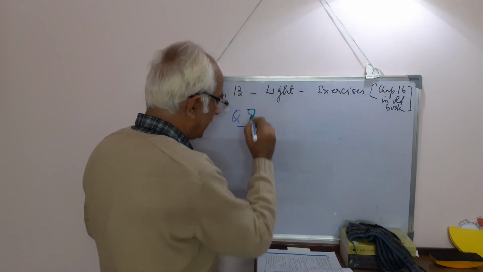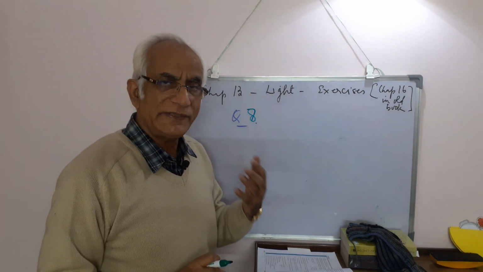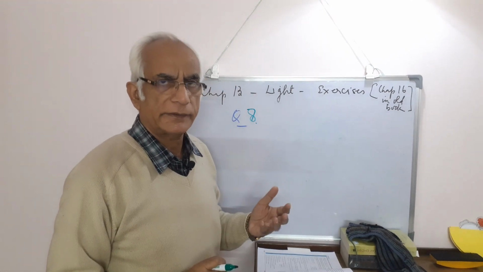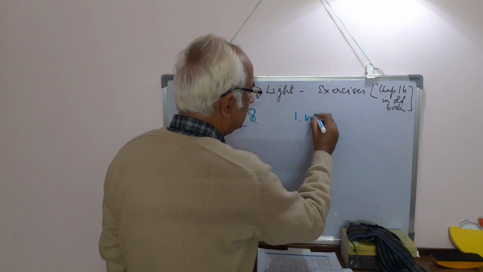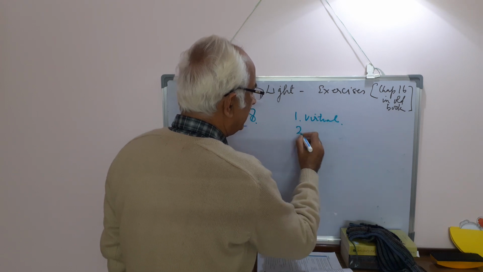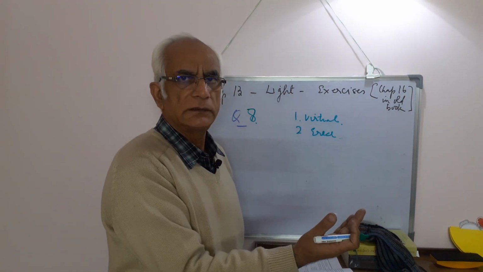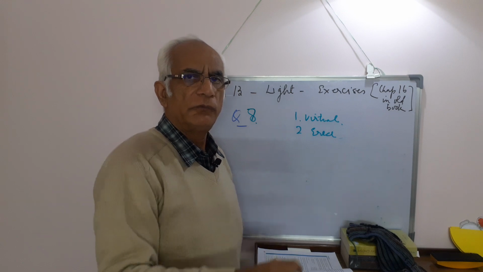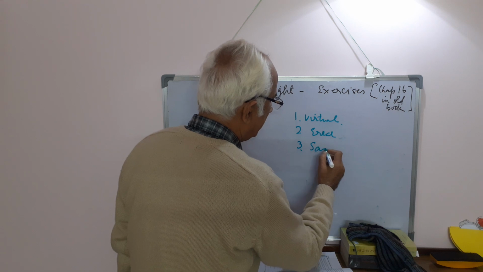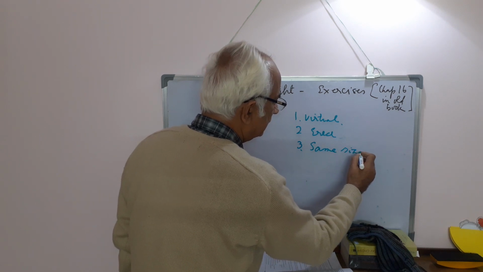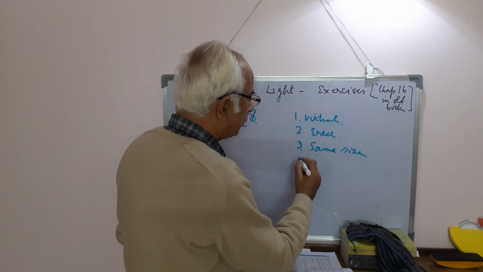So let's come to question number 8. Image formed by a plane mirror is, now there are 4 options. What is the nature of the image formed in a plane mirror? So we know the image formed in a plane mirror is virtual. Second, it is erect. For example, when we see our image in the mirror, we ourselves see erect. It is not that we see our feet up and the head down. 3, it is same size.